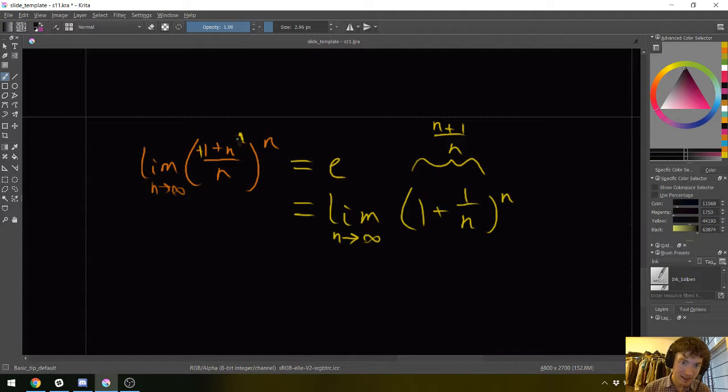Okay, so this is the limit definition of E, and as with most definitions, it's better not to actually memorize it. It's better to try to figure it out in real time. So where did we first see this?